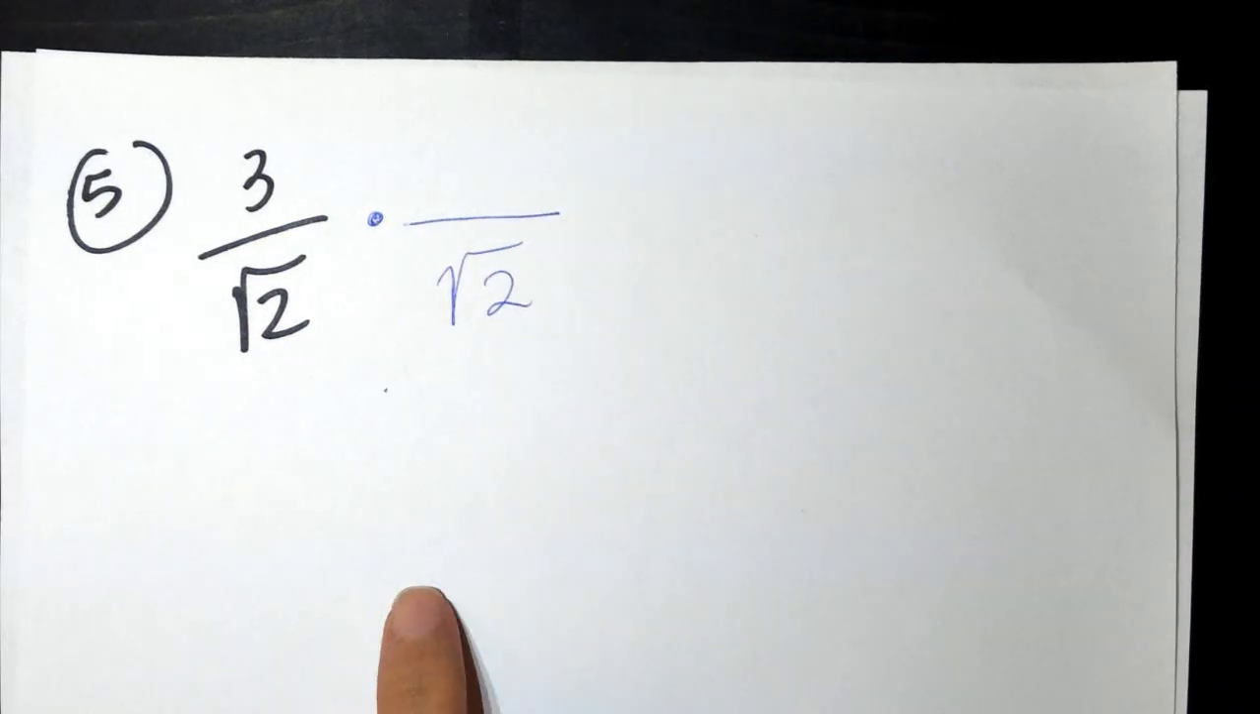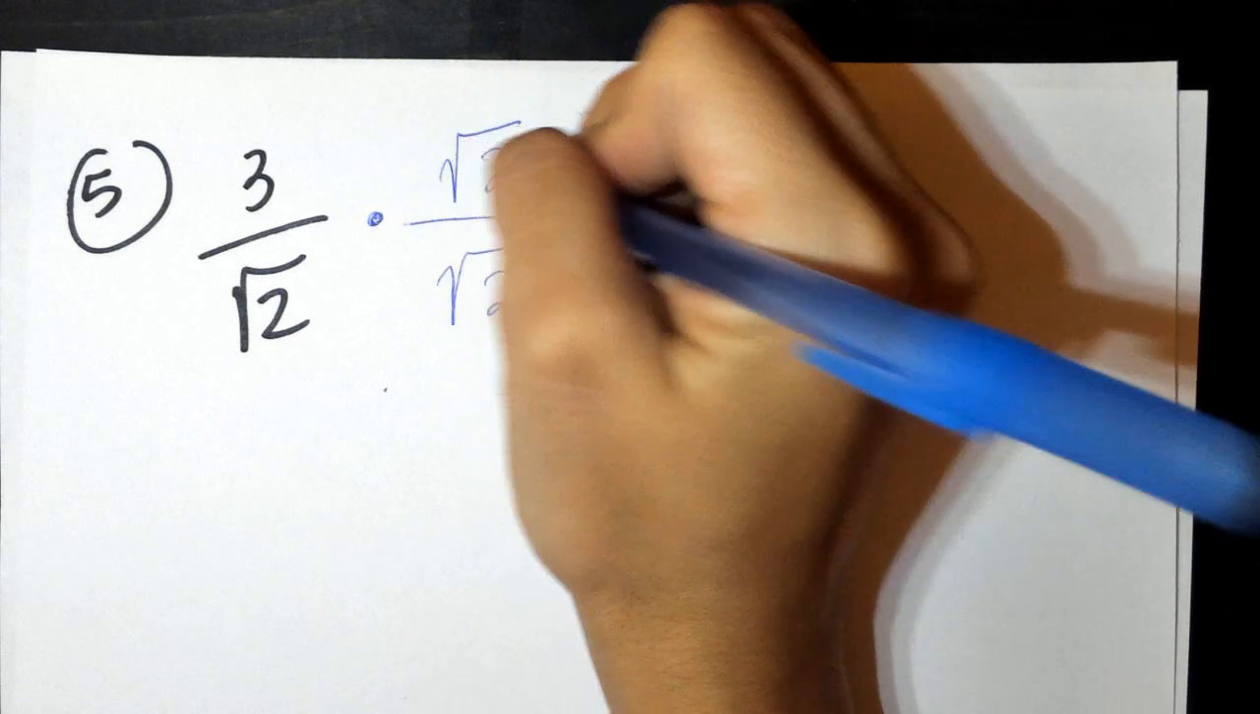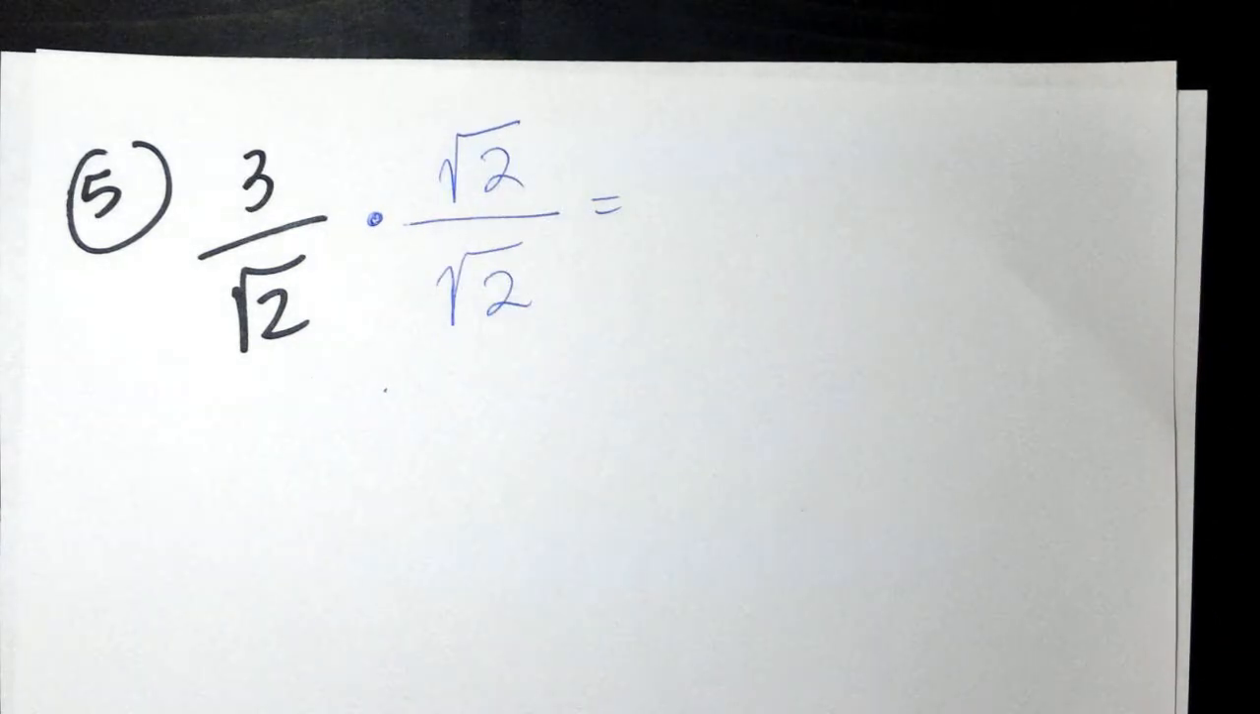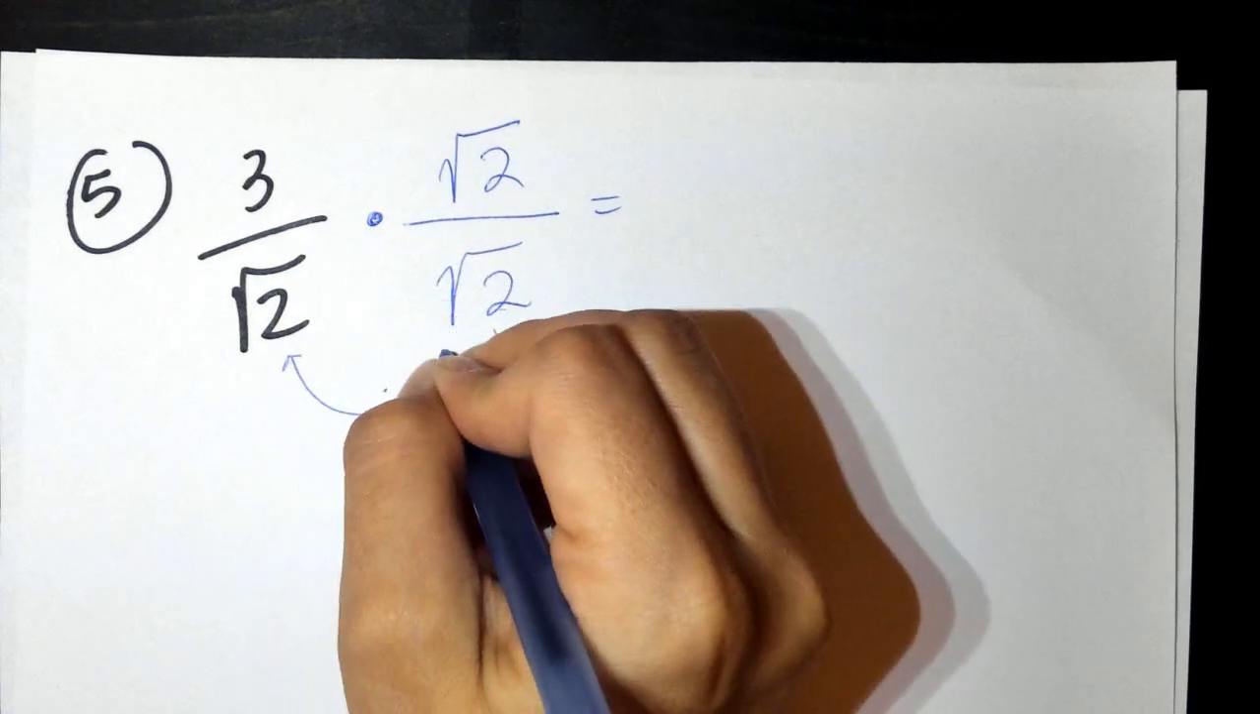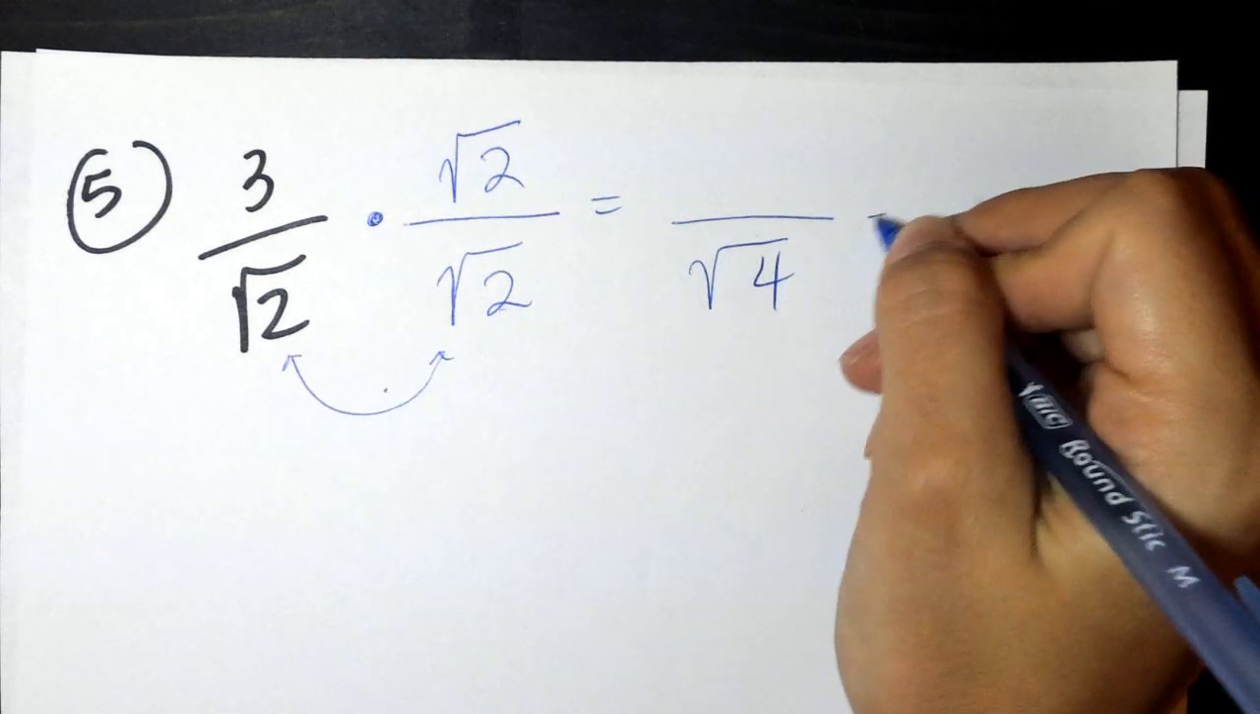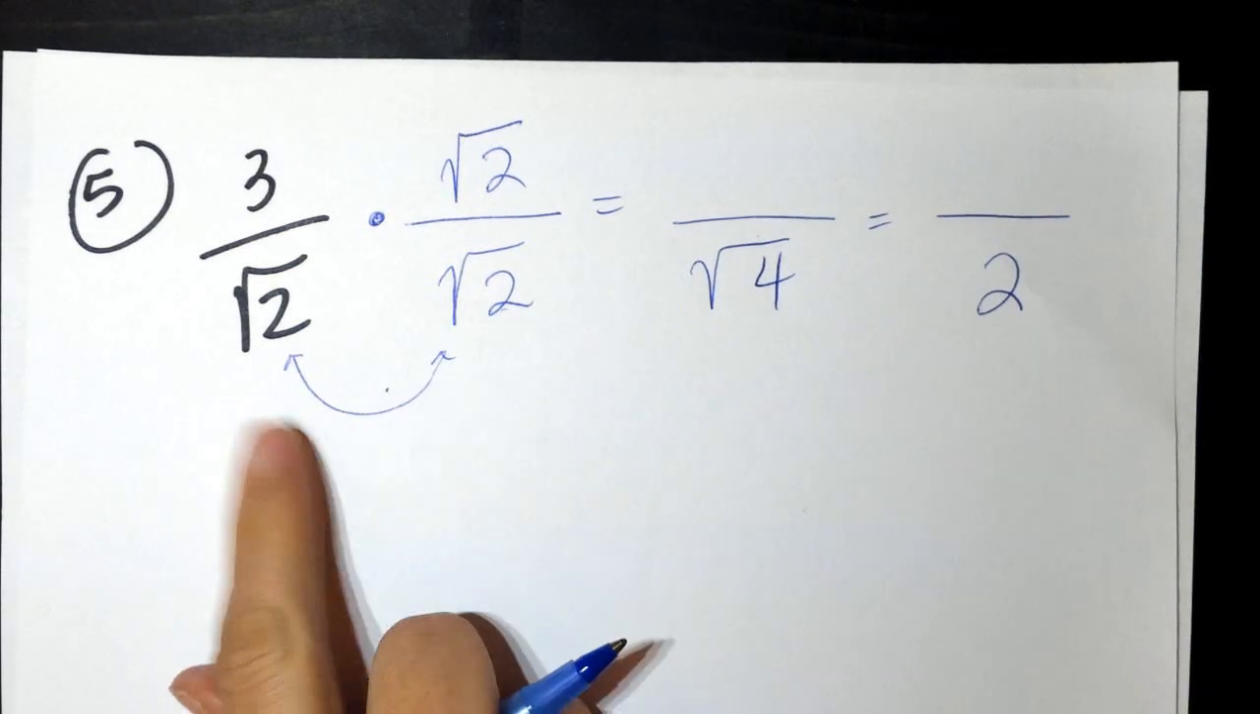But what you do to the bottom, you have to do to the top, because that's multiplying by a factor of 1, right? This over this doesn't change the value of it. So what is the square root of 2 times the square root of 2? The square root of 2 times the square root of 2 is the square root of 4. And what's the square root of 4? 2. So easy trick to remember, guys.